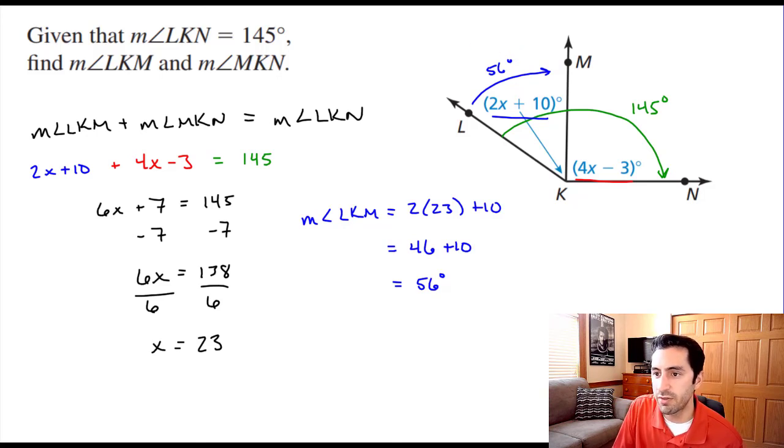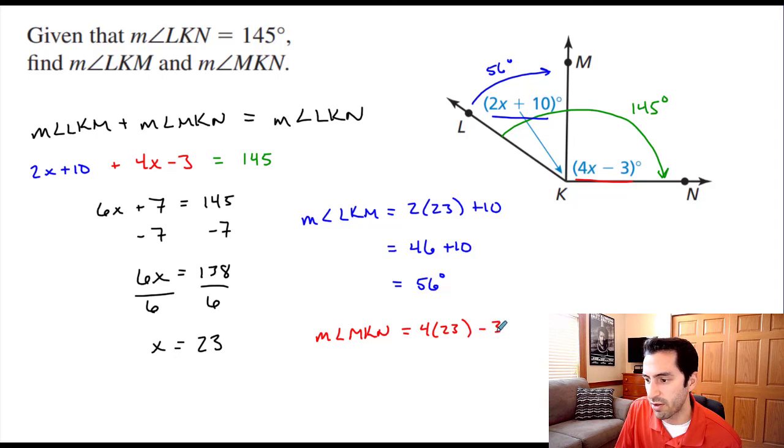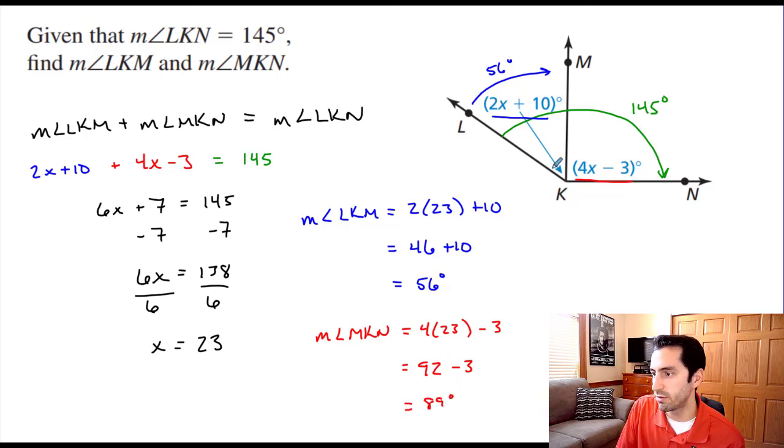And I can do the same thing to find that other angle. So now the measure of angle MKN. Now again, instead of x, we'll plug in 23. So 4 times 23, and then we'll subtract 3. 4 times 23 is 92. And we'll subtract 3, so we get a total angle of 89 degrees. So then this angle over here on the right, this is 89.